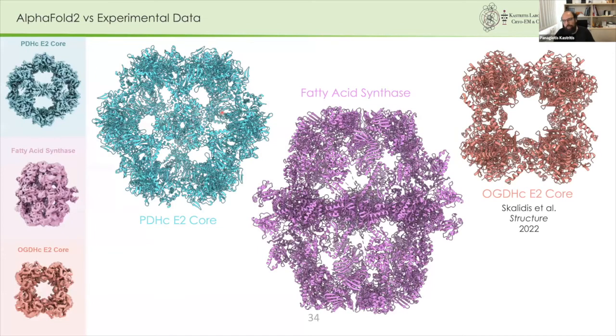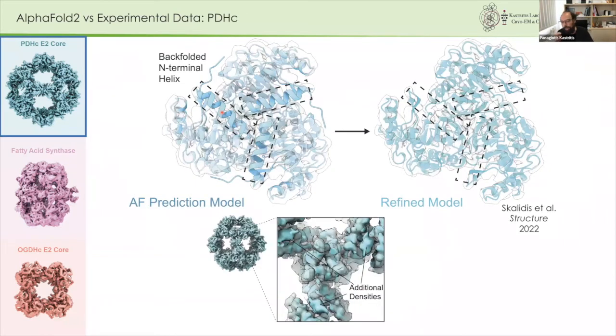So what do we learn from this kind of exercise? First of all, we have some beautiful structures that are refined experimentally from AI models, but also we can see some things in these structures. For the pyruvate dehydrogenase complex, the AlphaFold model predicted these backfolded helices as very nice folds on top of our E2 core, but in our experimental density, there is no density for those.